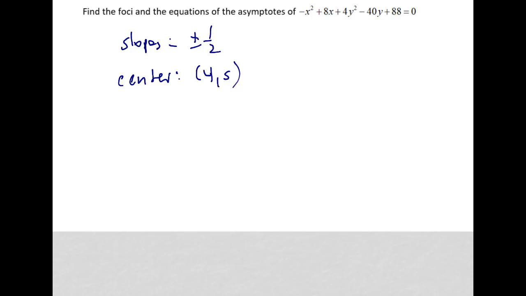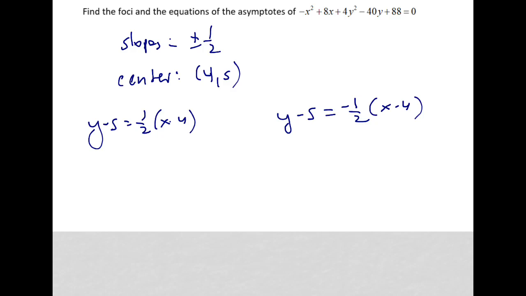So then we can just use the point-slope formula and write the equation of each line. So y minus 5 is going to equal positive 1/2 times (x minus 4). And then we'll solve this for y next. But what is the other equation? The equation of the other asymptote is y minus 5 equals negative 1/2 times (x minus 4). Once again, we just got these two using the point-slope formula. Now, I guess you could maybe leave your answer like this, but we should solve for y here.